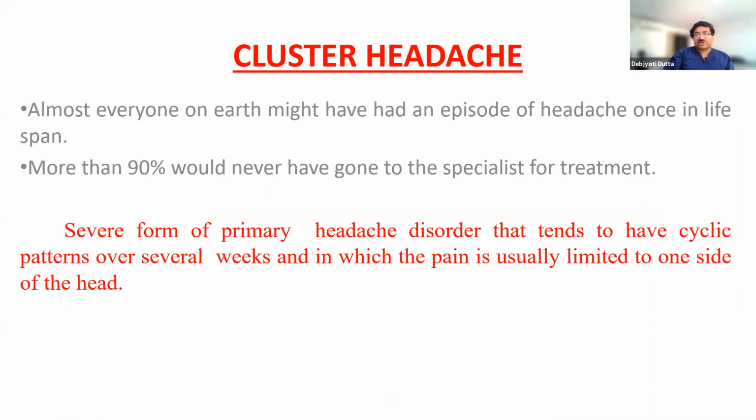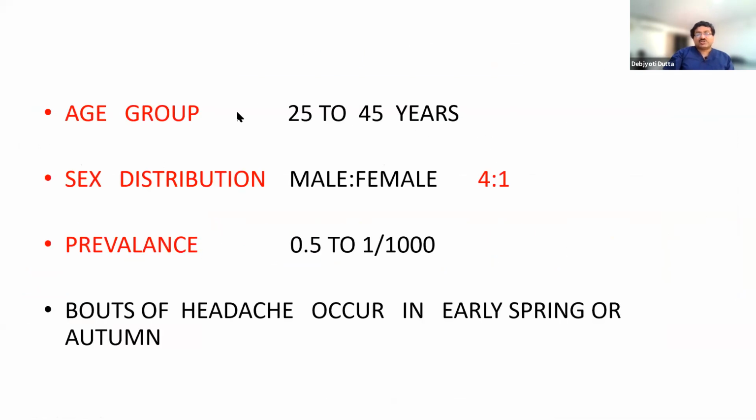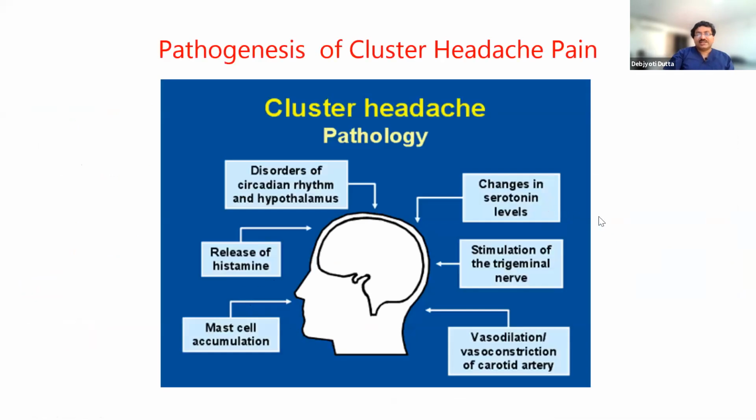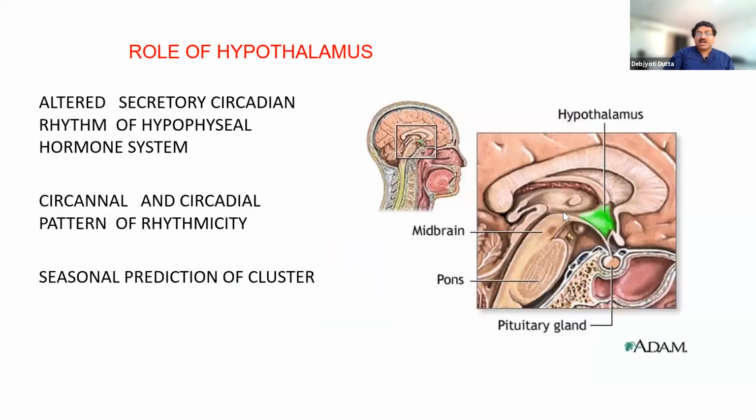The age group affected is 20 to 45 years, and males are much more affected than females, 4:1. Prevalence is 0.5 to 1 per thousand. Bouts of headache occur in early spring or autumn, then it goes off. So it comes in a cyclical pattern, and even within the day, it comes in a cyclical pattern.